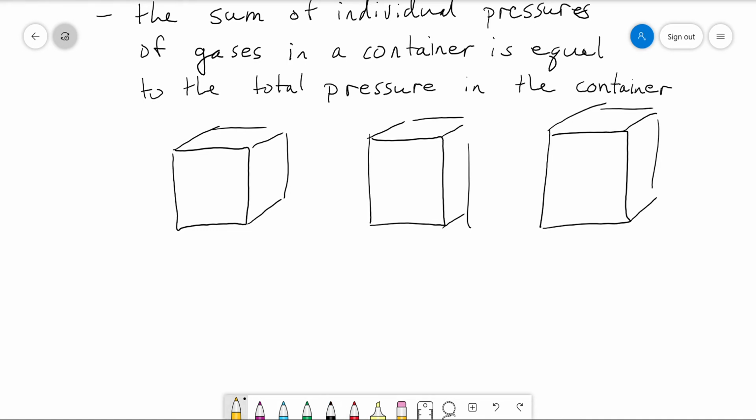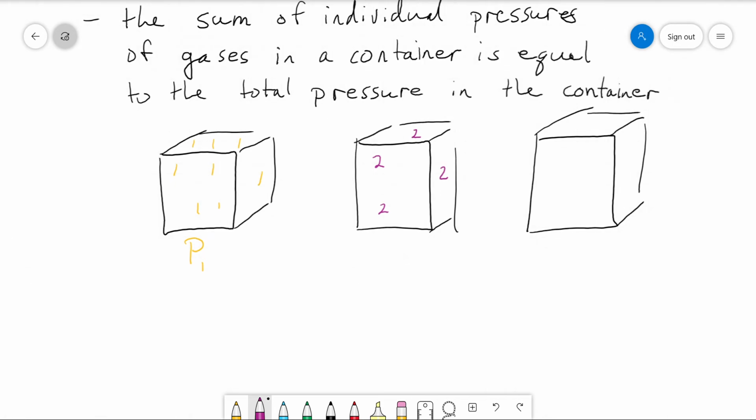Okay. So in this one, I'm going to put gas 1. Doesn't really matter how much I put in there. The pressure in this container is P sub 1. That's the pressure of gas 1 in the container. Now I'm going to empty that container, put gas 2 in it. I know my container has leaks in it, but that's okay. We'll ignore those. The pressure inside the container when it's filled with gas 2 is P sub 2. And guess what? Put some gas 3 in there. The pressure in here is P sub 3.